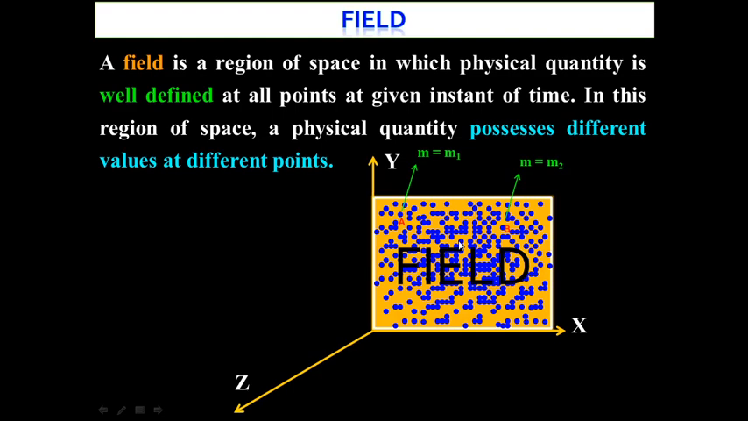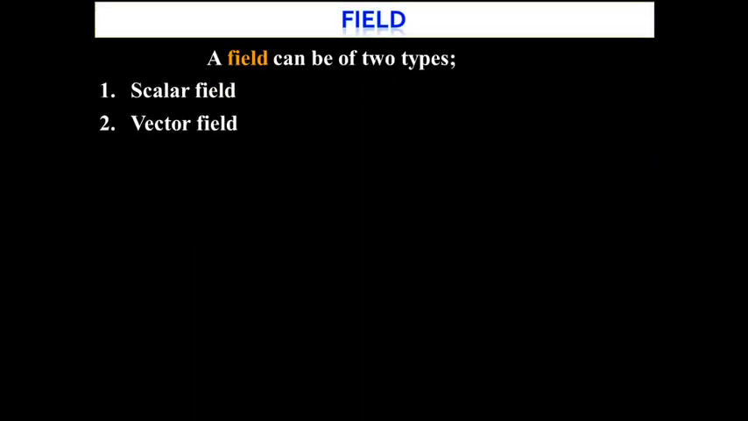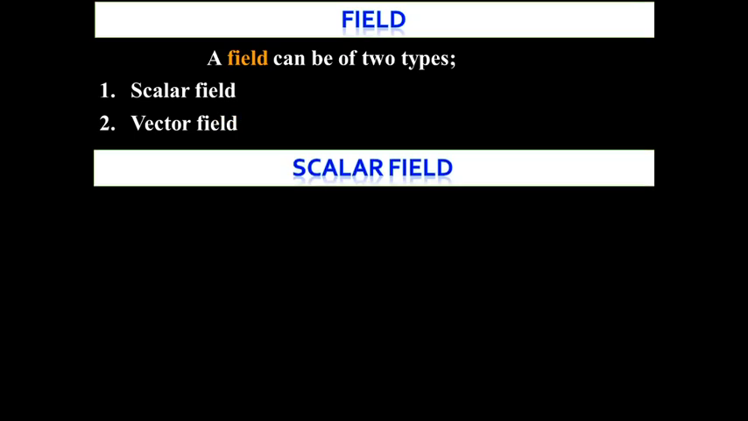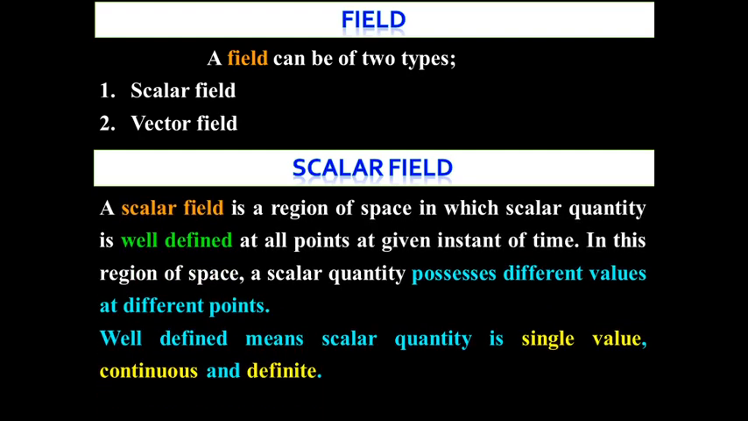Basically, field has two types. Field can be classified into two types: scalar field and vector field. So what is scalar field? Scalar field means the region of space in which scalar quantity is well defined. A scalar field is the region of space in which scalar quantity is well defined at all the points at given instant of time. And in this region of space, scalar quantity possesses different values at different points.